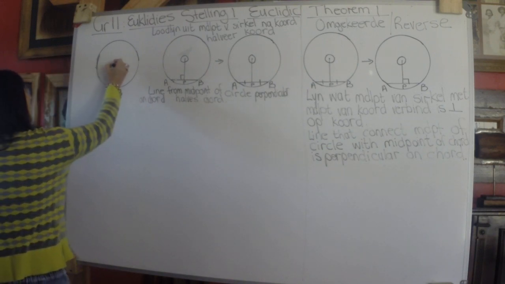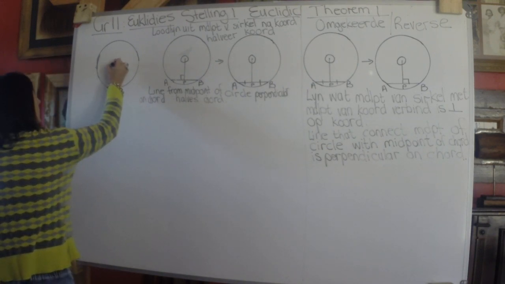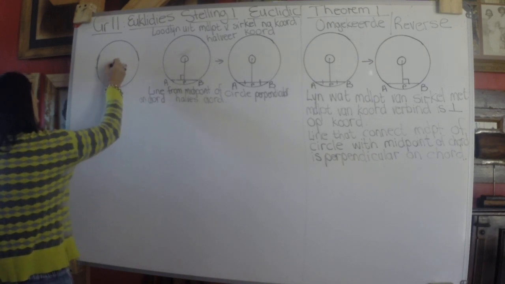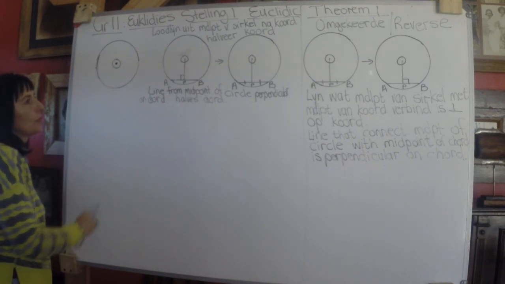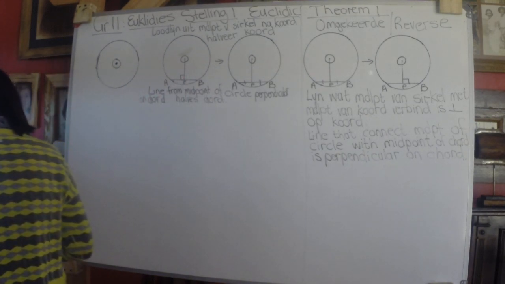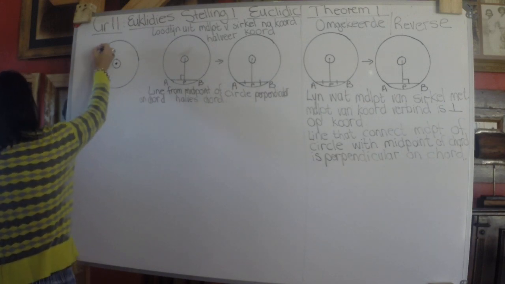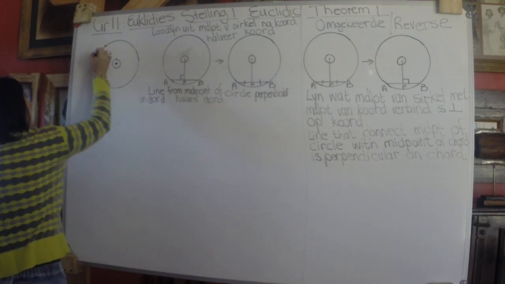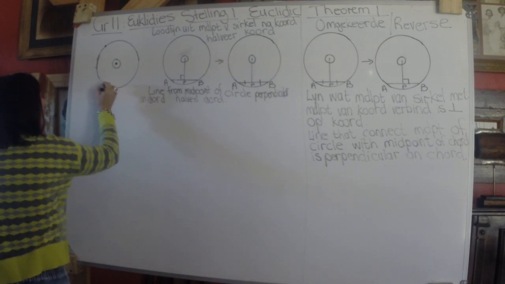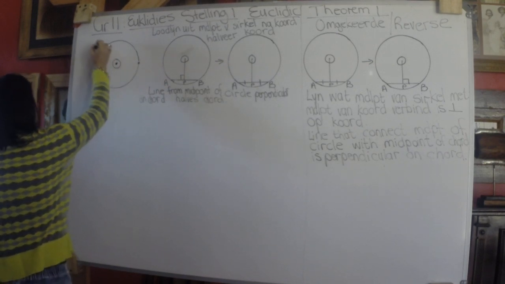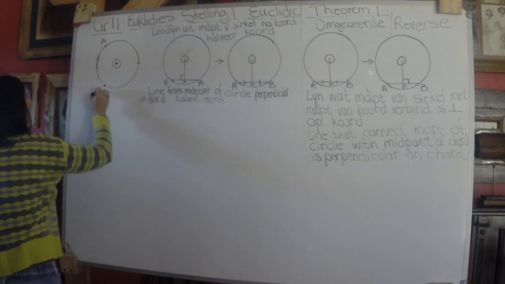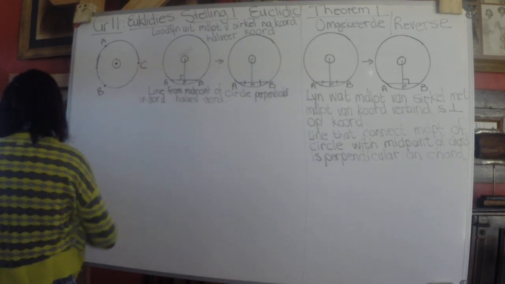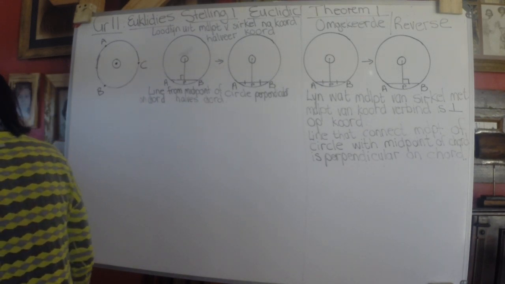'n Sirkel het 'n middelpunt. Waar is sy middelpunt? Ons kan hom sommer die middelpunt O noem. Ons noem hom gewoonlik die middelpunt O. Then we can have points on the perimeter, like this. Ons kan hierdie dan ook ABC noem, ons kan dit dan ook sirkel ABC.